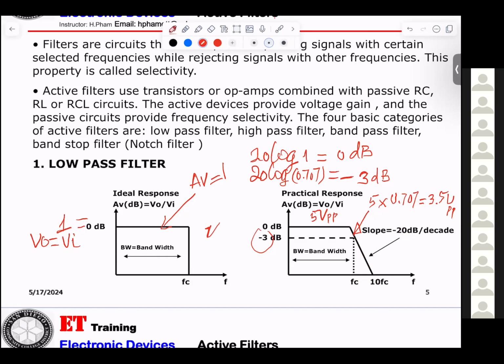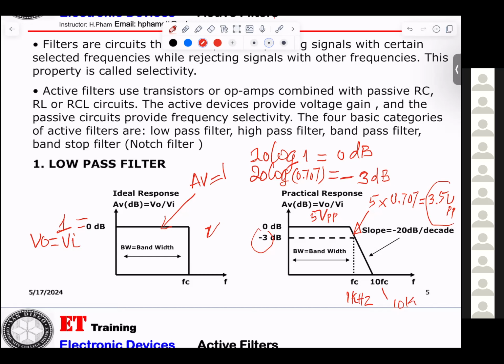like we already told you, cutoff 1K, 10 times will be 10K, correct? That means at the frequency of 1 kilohertz, you get the voltage here. However, when you go up to 10 kilohertz, it's already going down minus 20 dB.